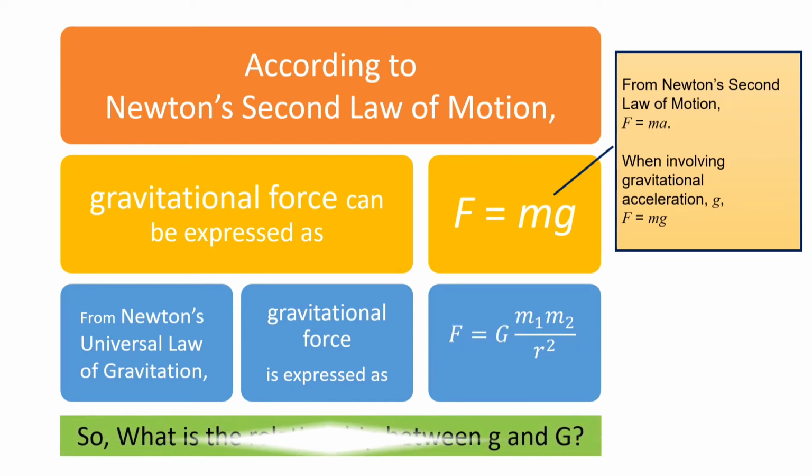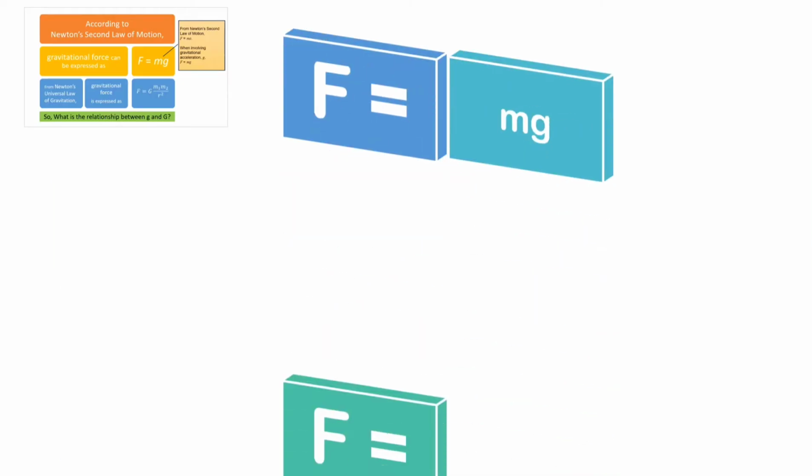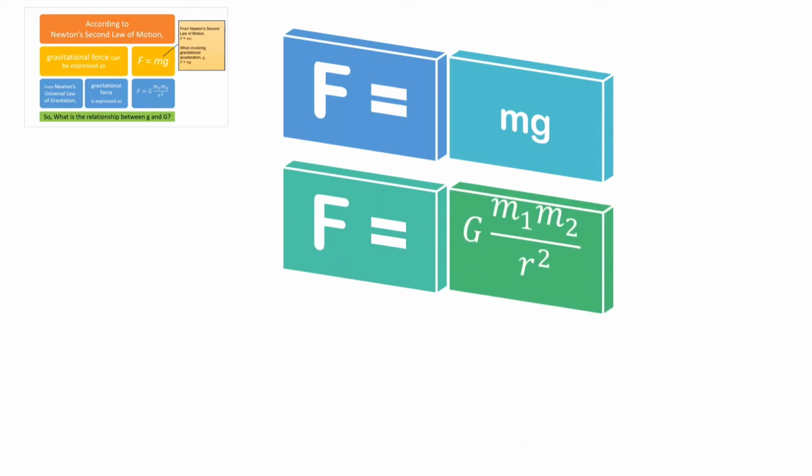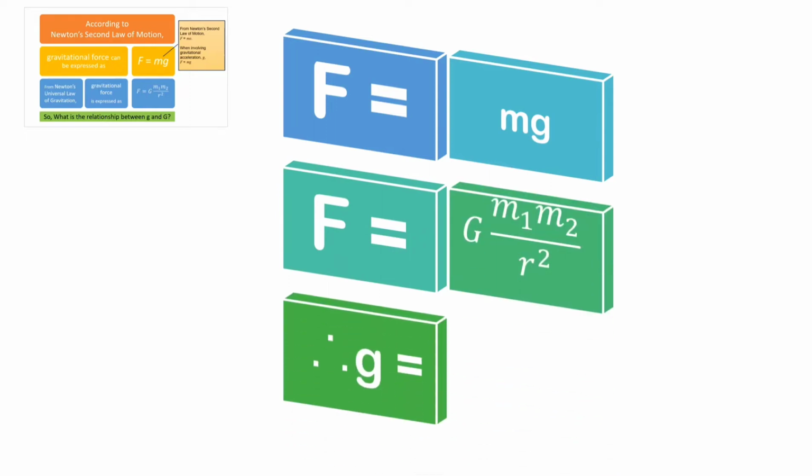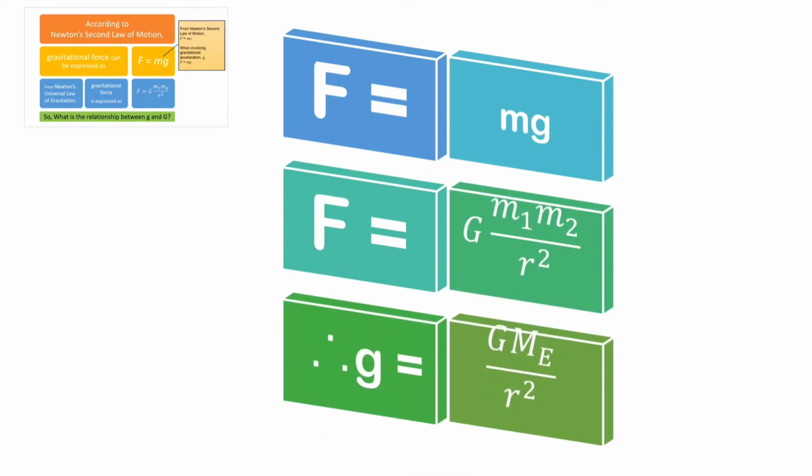So what is the relationship between gravitational acceleration g and the constant G? Force equals mg, and gravitational force equals G m1 times m2 over r squared. Then we equate them and cancel the m's, and we get g, the gravitational acceleration, equals G times M over r squared.